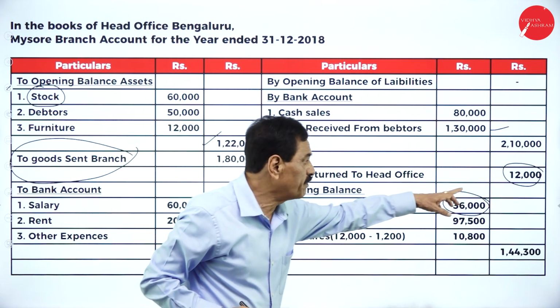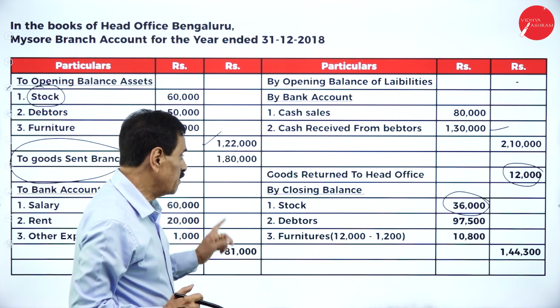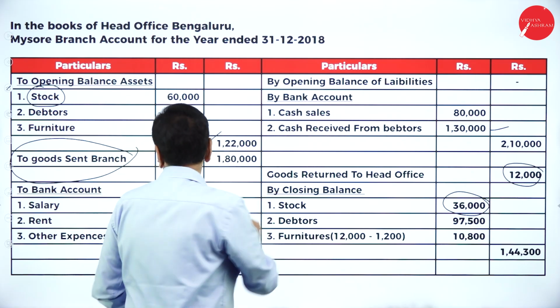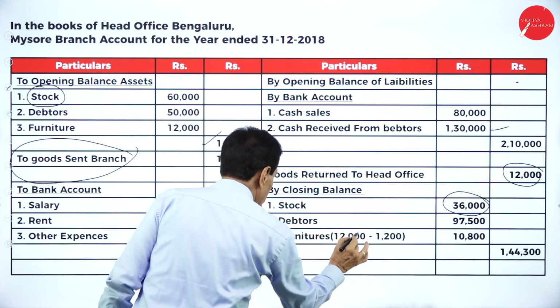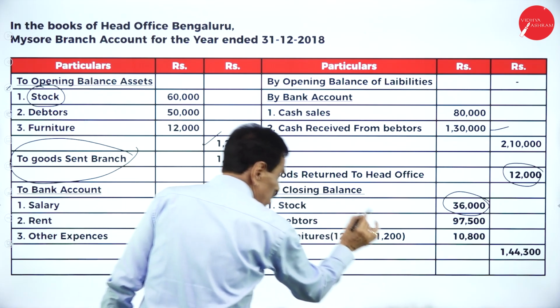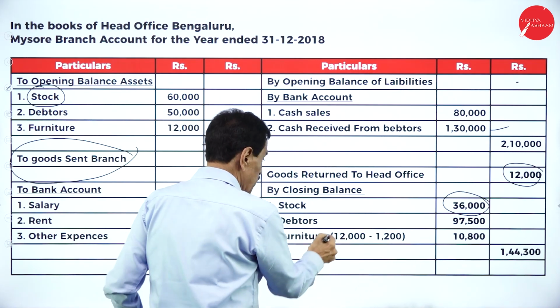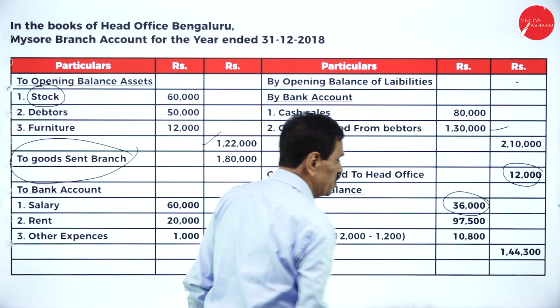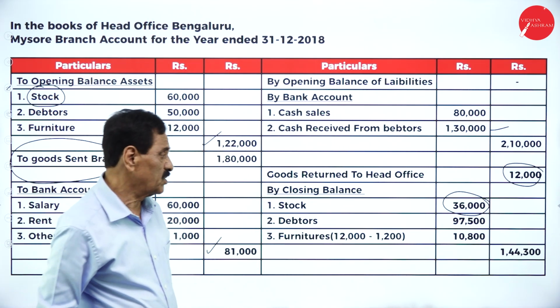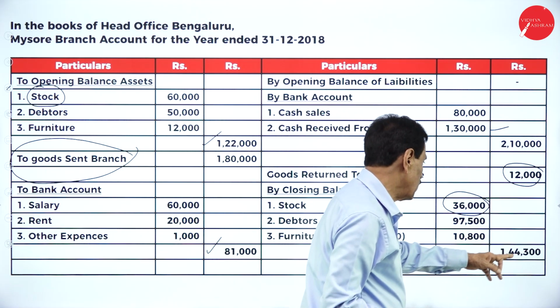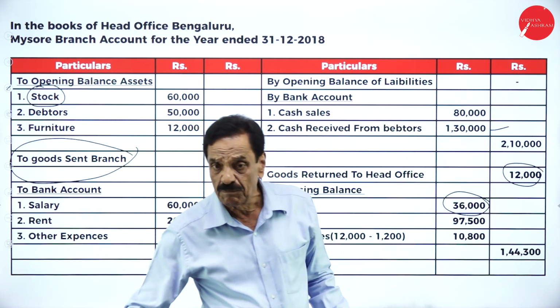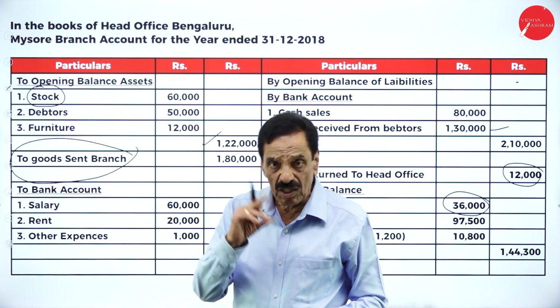Goods returned to head office 12,000. Then by closing balance, so here opening stock, closing debtor, opening debtor, closing debtor we already calculated. Opening furniture, depreciation 10% means 1,200. Balance is 10,800. We add 1,44,300. Now we have to calculate stock reserve.